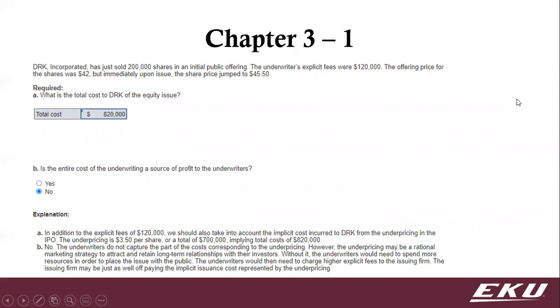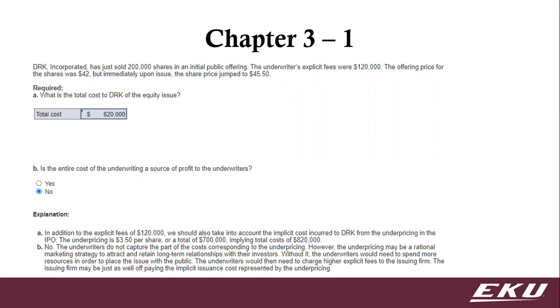So starting with chapter 3, you see here we just had an initial public offering, or IPO. We had explicit fees. And then once we paid that to the underwriter, we noticed that the offering price was 42 and then jumped to 45.50. So what was the total cost? We have our explicit cost, the check we wrote, right? That's what we mean by explicit. We actually paid this out.